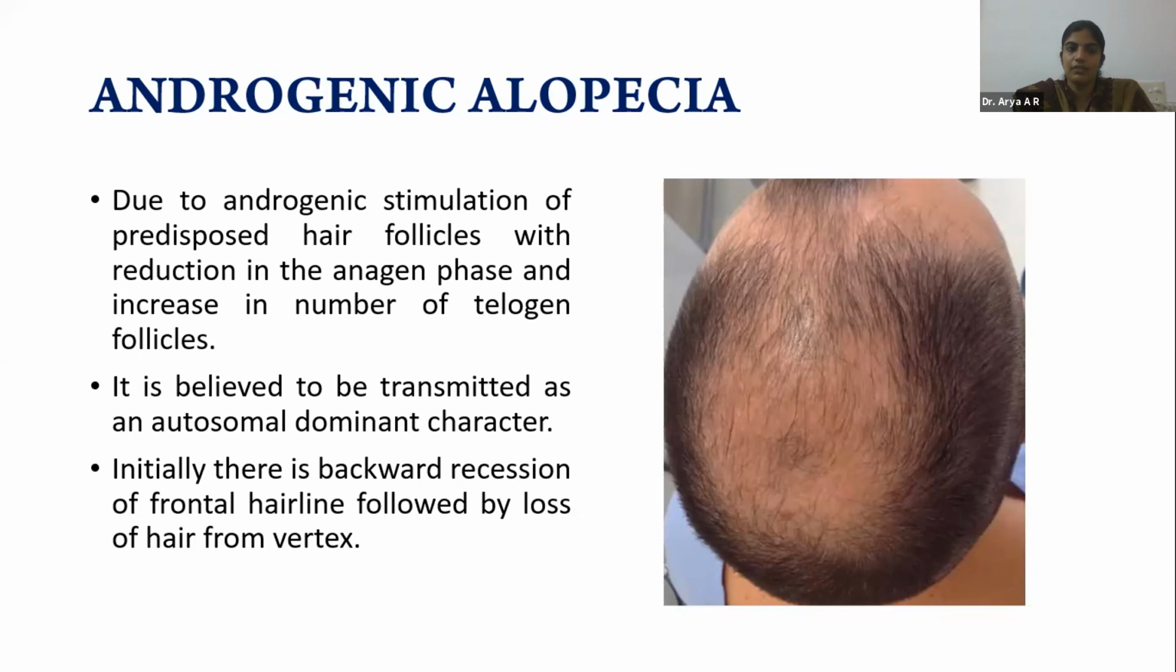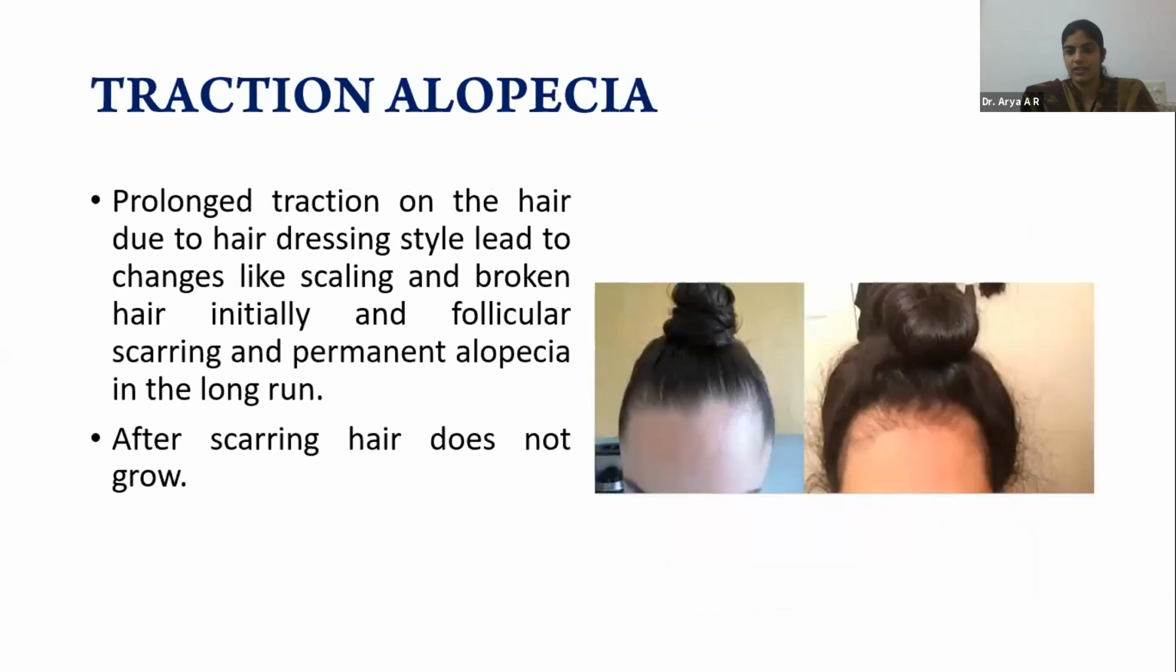So when a patient approaches with this androgenic alopecia, definitely we should go for the hereditary prominence. Initially there is backward recession of the frontal hairline followed by loss of hair from the vertex. They will say they are losing hair from the frontal hairline, and then we could see hair loss from the vertex, and the hair will be present over the occiput and sides. This is the condition called androgenic alopecia.